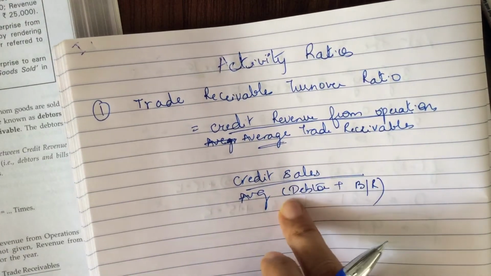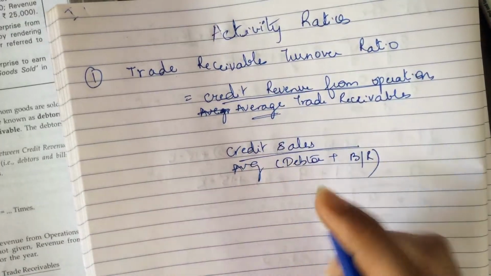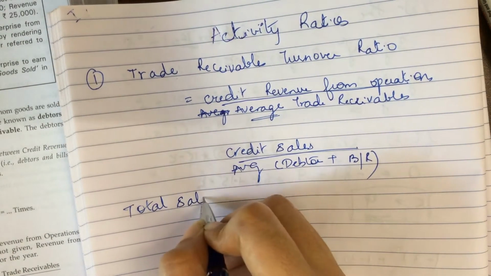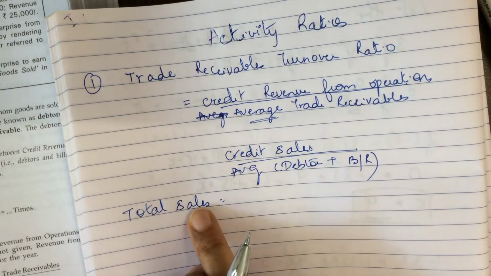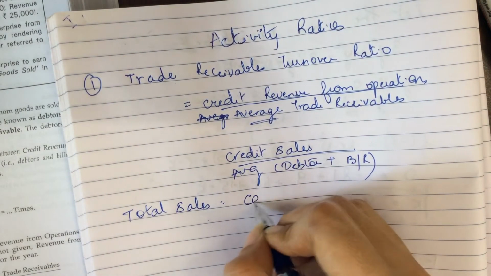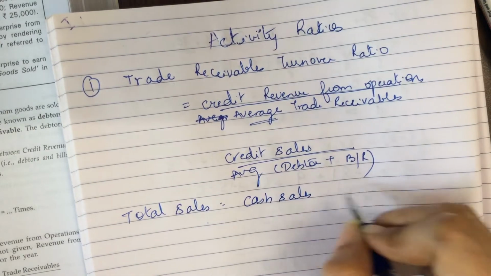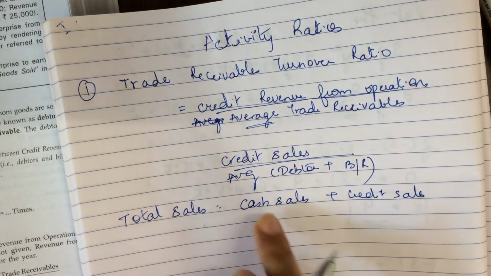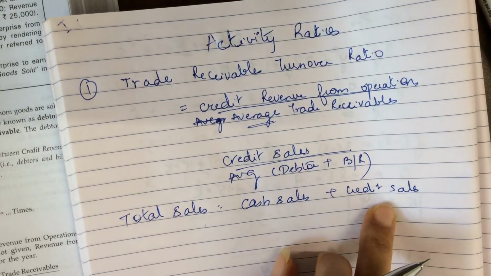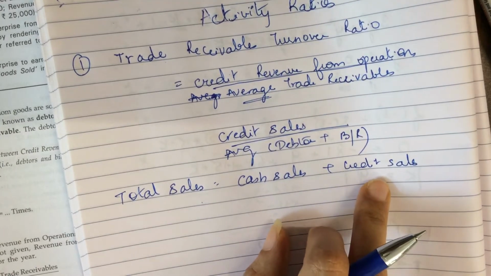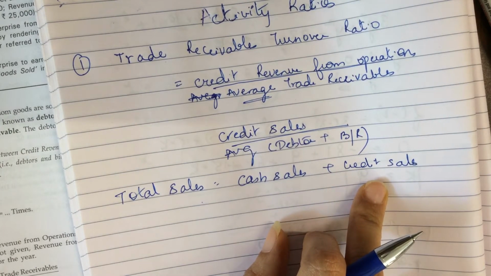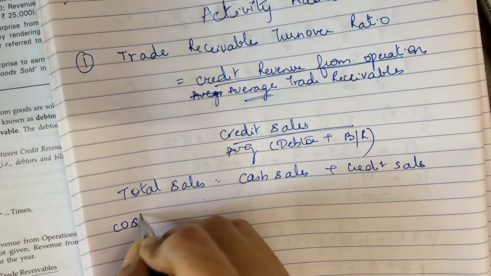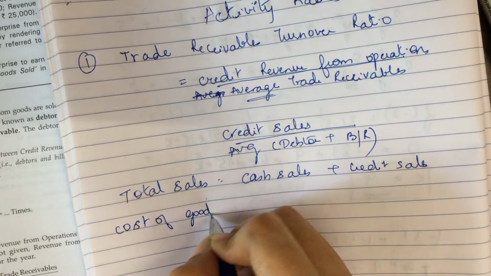Now, how do I get my credit sales? The formulas which might be relevant to this will be total sales. Sometimes they might give me total sales. Total sales are made up of cash sales and credit sales. So the formula relevant here is total sales is equal to cash sales plus credit sales. So I might be given total sales and cash sales, and I can just subtract and get my credit sales. Another relevant formula which you might use here will be cost of goods sold.